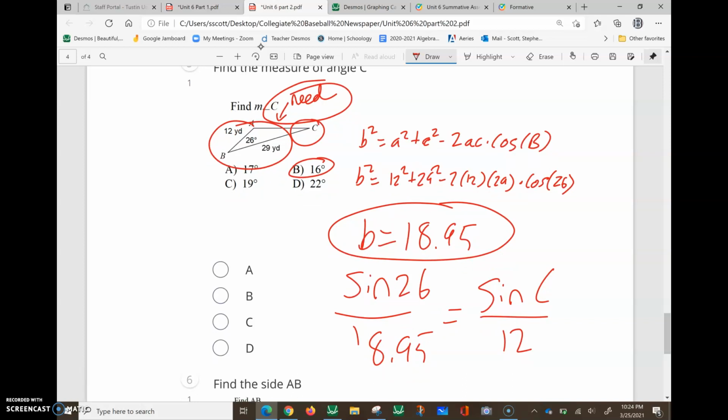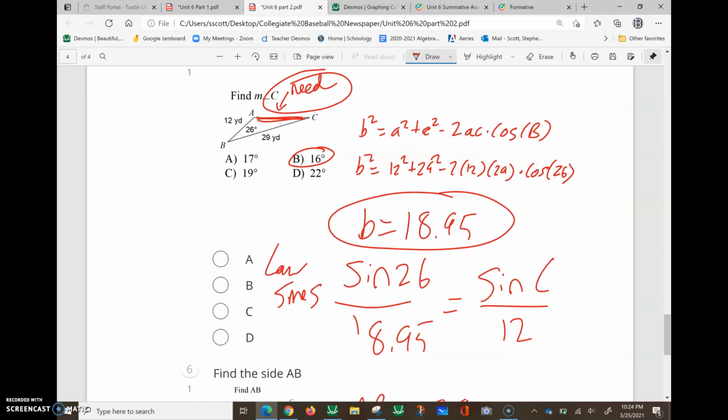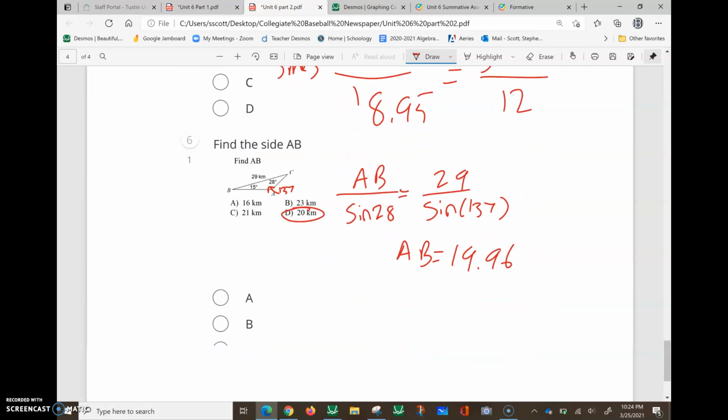So it's pretty straightforward, but again, in order to answer this question, you need to know what this length is, and then use the law of sines to finish it off. Okay, that's as much as I'll show for that one.